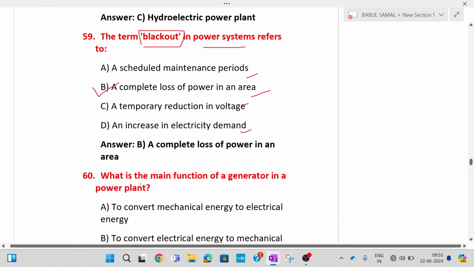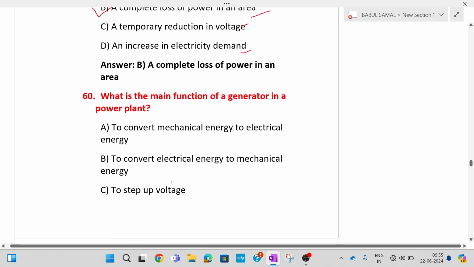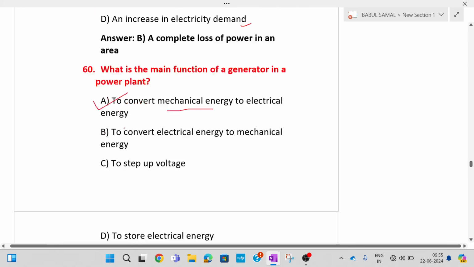Next question, what is the main function of generator in a power plant? Now I said the motor's work is to convert electrical to mechanical, and the generator's work is to convert mechanical to electrical. So in the options, it is given to convert mechanical to electrical. Option A will be correct.